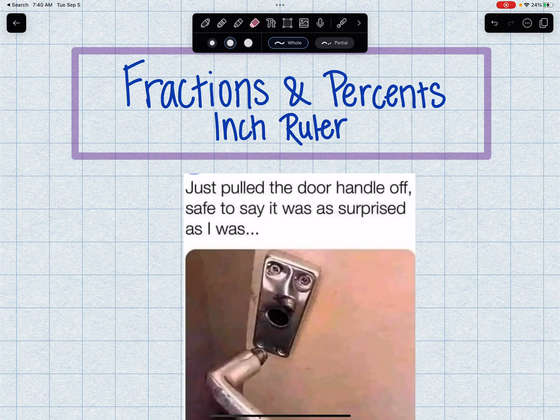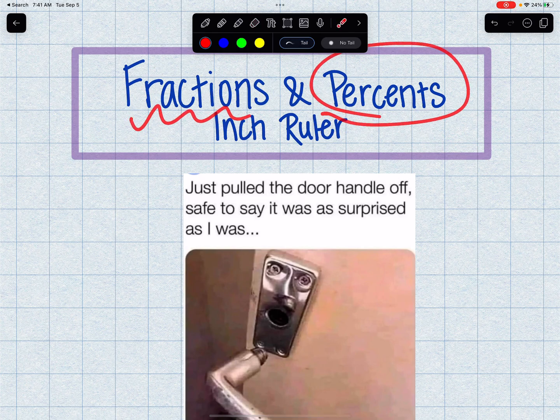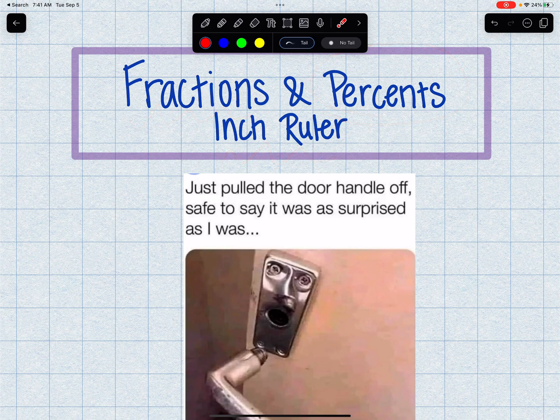We are going to be talking about fractions and percents, and of course, how to use an inch ruler, which I know that you already know how to do, so hopefully it'll be pretty quick.